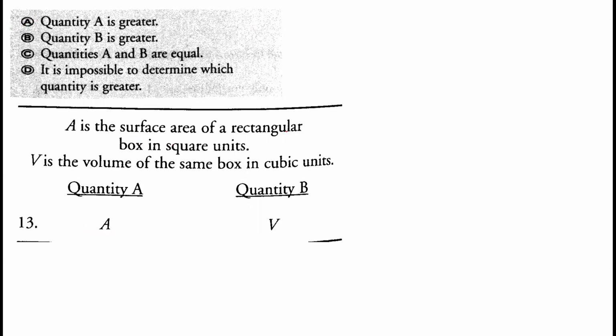A is the surface area of a rectangle box in square units, and V is the volume of the same box in cubic units. So what will be the surface area? Let's suppose we have a cube. So the surface area would be 6x squared and the volume would be x cube. Now obviously there is no relationship between the surface area and the volume. The point you need to understand is that we can't tell which quantity would be greater.